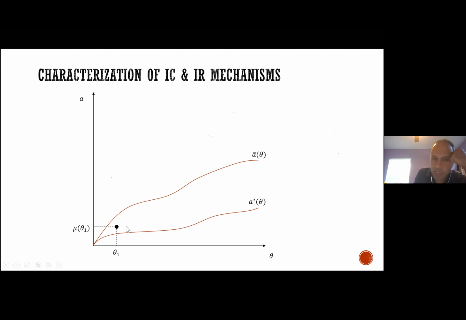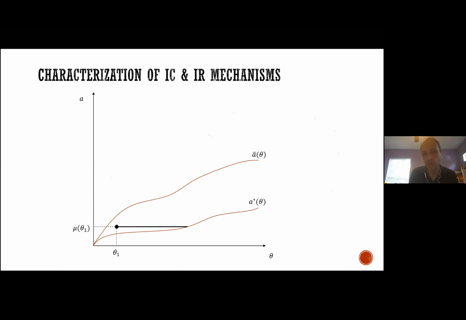Then since mu of theta 1 is greater than A star of theta 1, the previous argument means that on the right hand side, the mechanism is constant until it hits the A star curve. What about on the left hand side of theta 1? What does the mechanism look like on the left hand side of theta 1? Well, theta 1 must be indifferent between mu of theta 1 and whatever is the left hand side limit of the mechanism at theta 1. And that's because if theta 1 were not indifferent between the right hand and the left hand side limits, then either theta 1 or somebody near theta 1 would want to deviate.